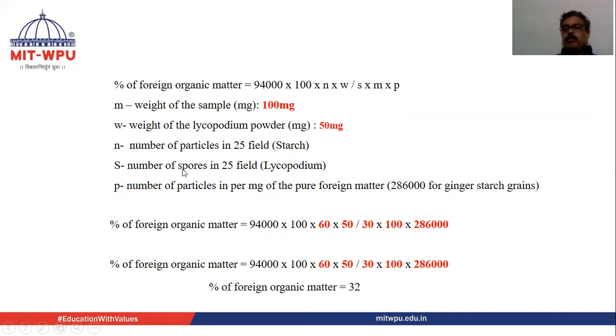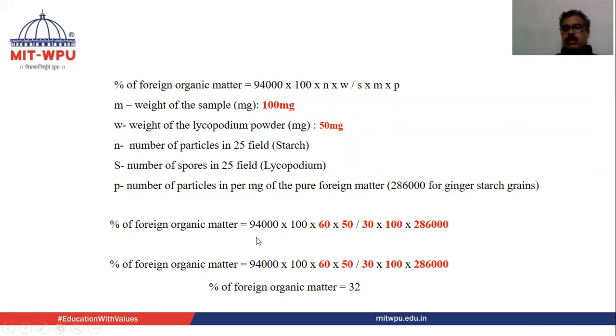S is the number of spores in 25 fields. So these are the Lycopodium spores. Then P is the number of particles per milligram of pure foreign matter. In the case of ginger, 1 milligram of ginger contains 286,000 starch grains. So this is the standard figure for starch grains of ginger powder.